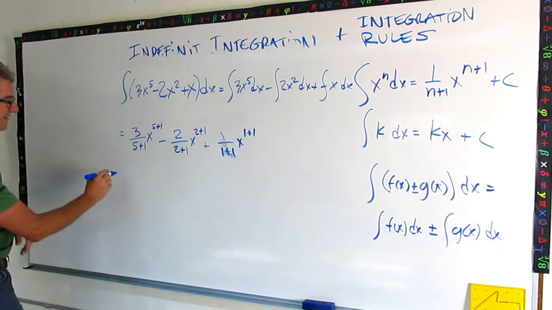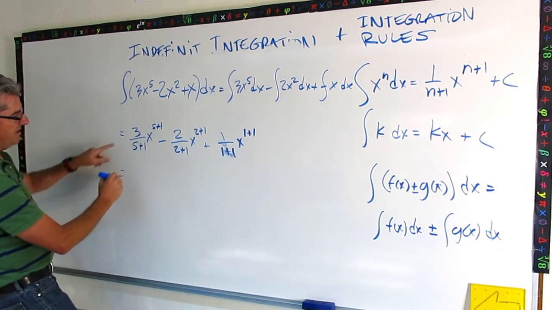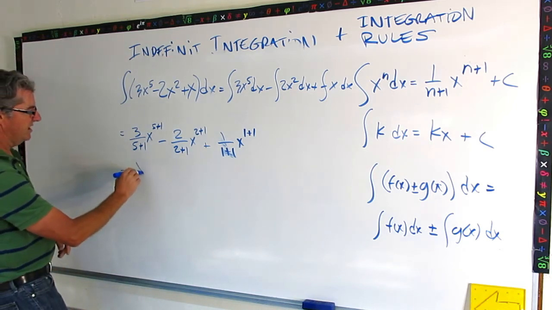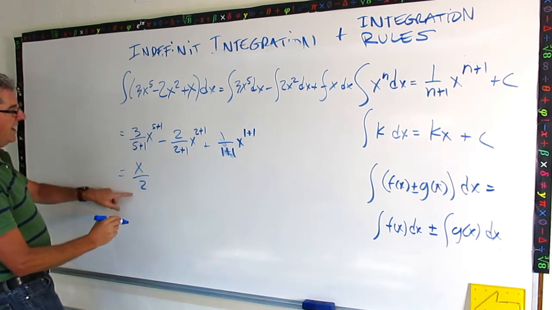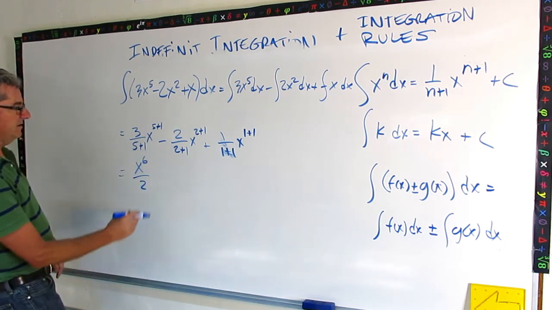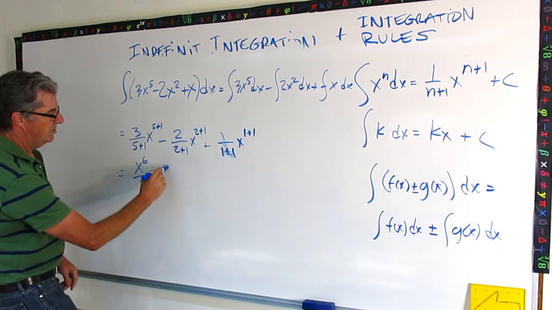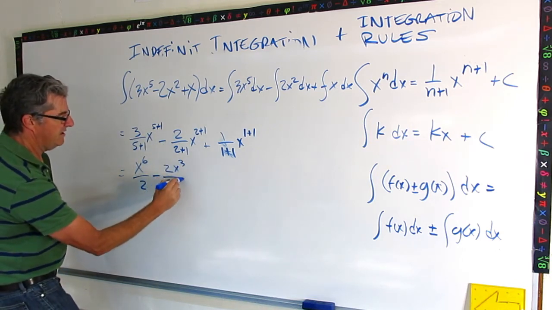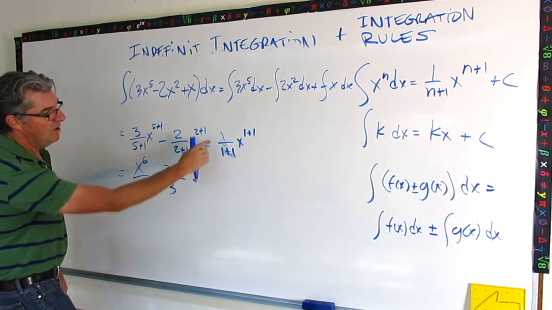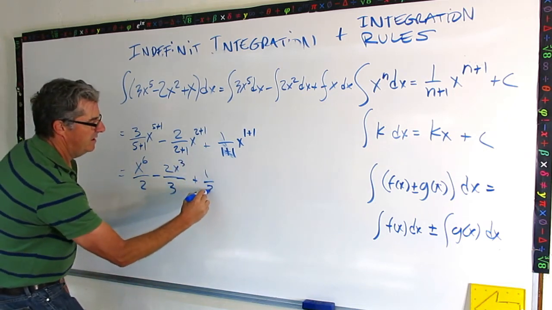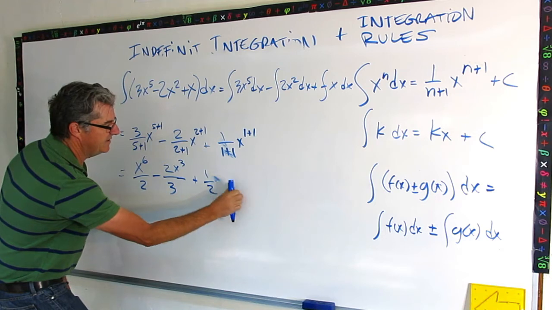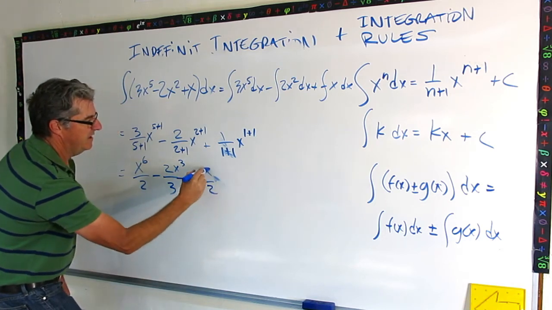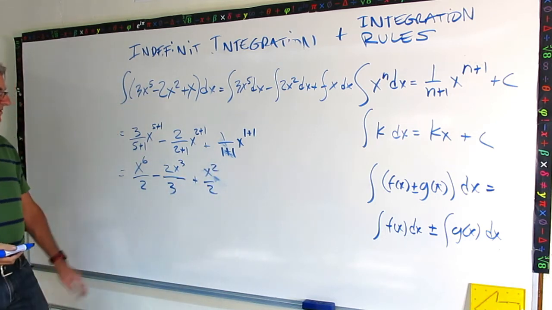Okay, so let's simplify this out. This is going to be 3 over 6, so this is going to give me 1/2 x to the 6th, right there, minus 2/3 x to the 3rd, like that, and then finally 1/2 x squared. Or let's write that as, I like it like this, x squared over 2. Okay, so that's our integral.